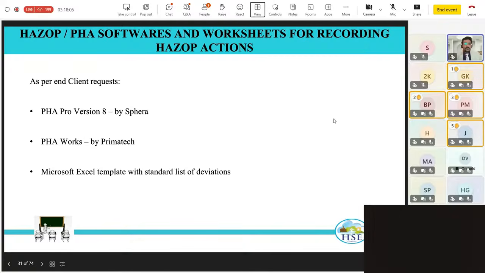And then the simplest one is our Microsoft Excel template, which has the list of standard deviations as per the client requirements. Obviously, the standard deviations could be different for different industries. I've worked for oil and gas, fertilizers, pharmaceutical, pulp and paper, metals, power sectors, renewables. Everywhere they have a different set of guidelines. These guidelines are more or less defined in IEC 61882, but they are tailored based on the requirements of the client or the industry or sector which we are catering to.